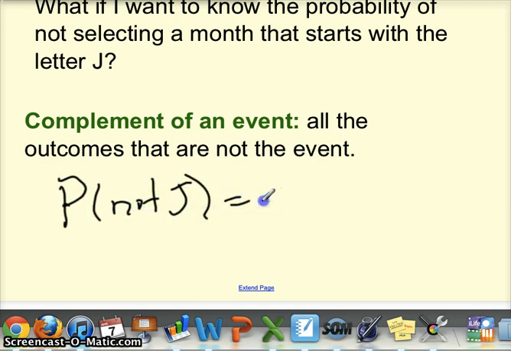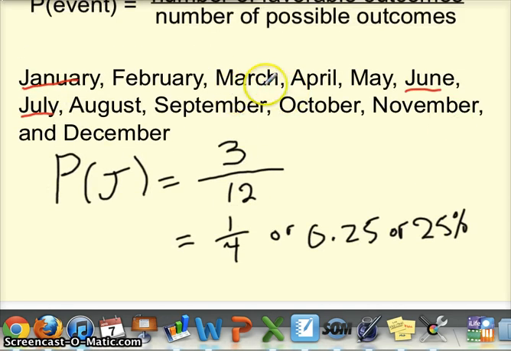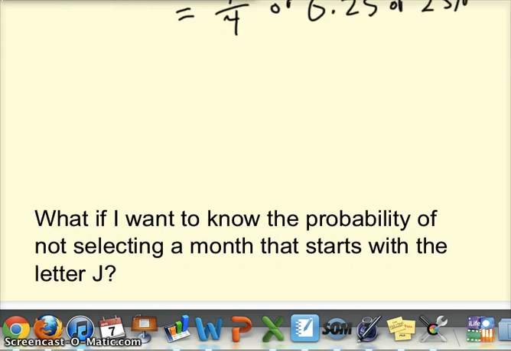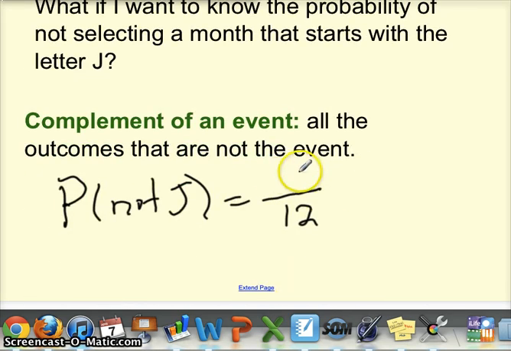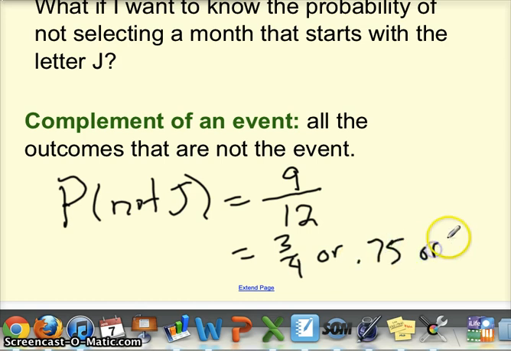is going to be equal to, the total number of possible outcomes is still going to be 12, but this time all of the months that are not J are February, March, April, May, August, September, October, November, and December. So that's 9 possible months that do not begin with the letter J. So now this becomes 9 out of 12. If I simplify that down, I get 3 out of 4. Again, we can write that as a decimal, 0.75, or as a percent, 75%.